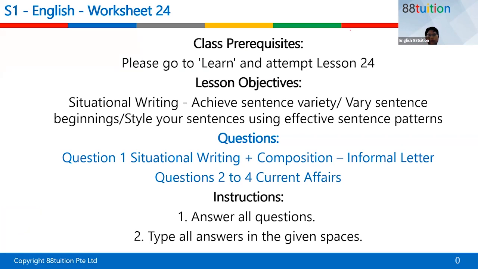Okay, so basically we will be doing this now. Go to Learn and Attend, lesson 24. We will be doing situational writing, achieving sentence variety, because we need to vary our sentences when we are writing. We need to look at writing beginnings also, and style your sentences using effective sentence patterns.